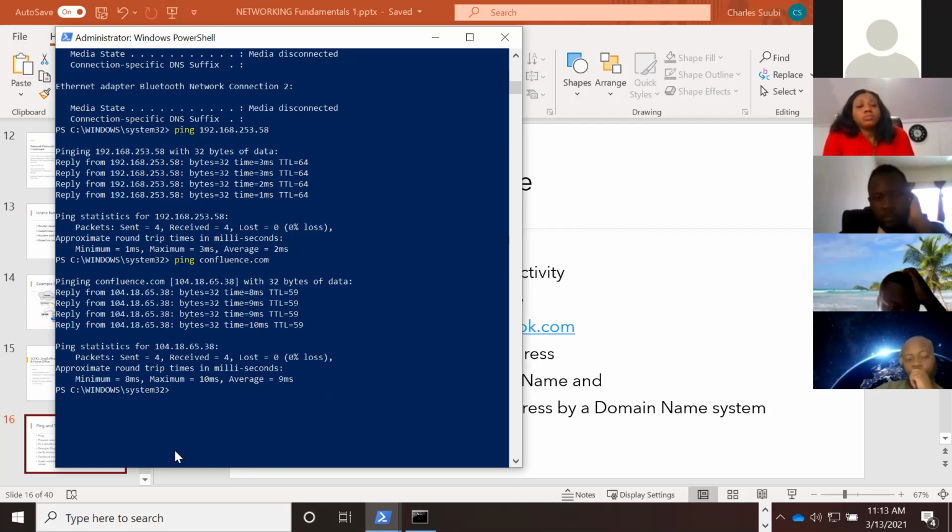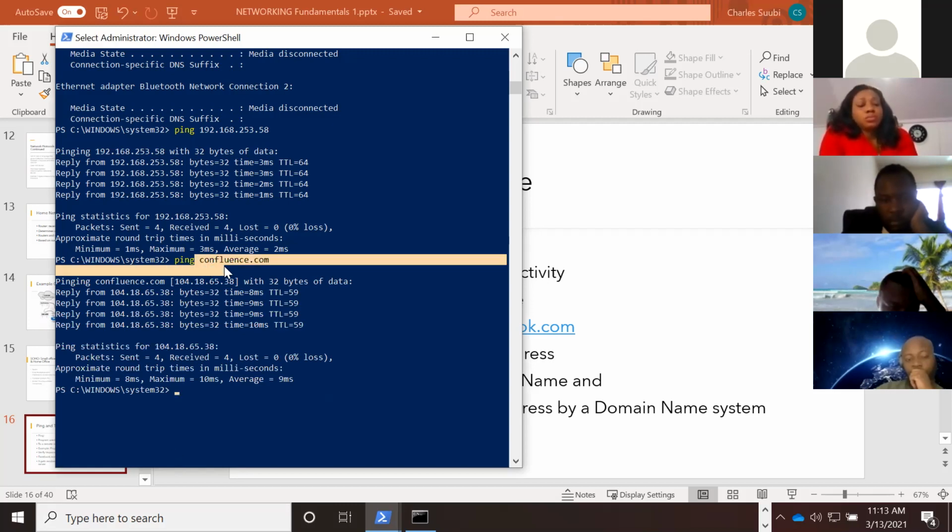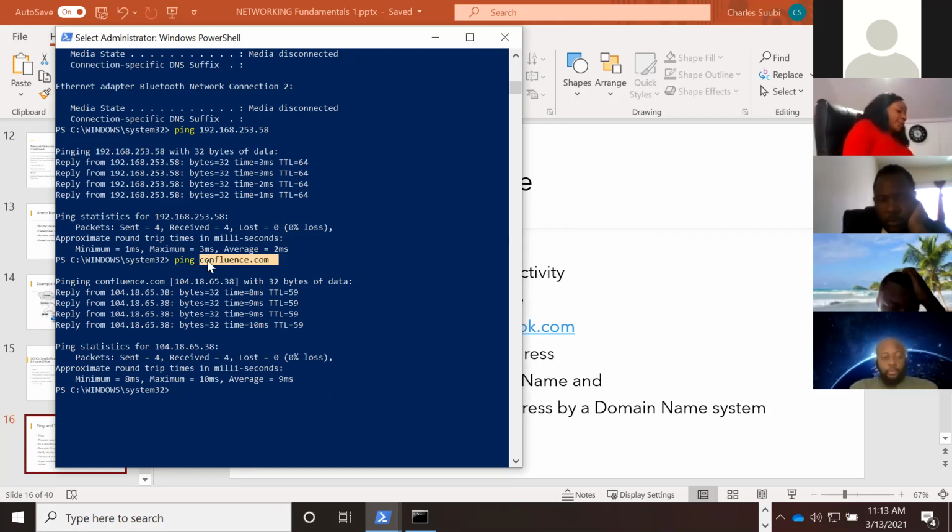All right, guys, we do have a Confluence server. Have you guys heard about Confluence before? Confluence is just a server that we use for sharing information. For instance, if I did some documentation, I did a ticket and I want to do some documentation, we use Confluence for documentation.